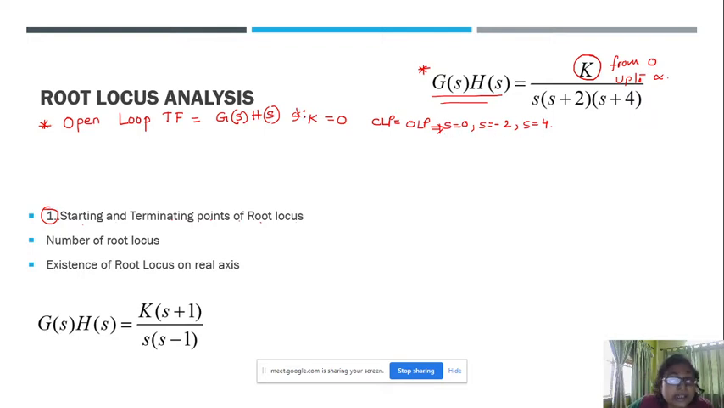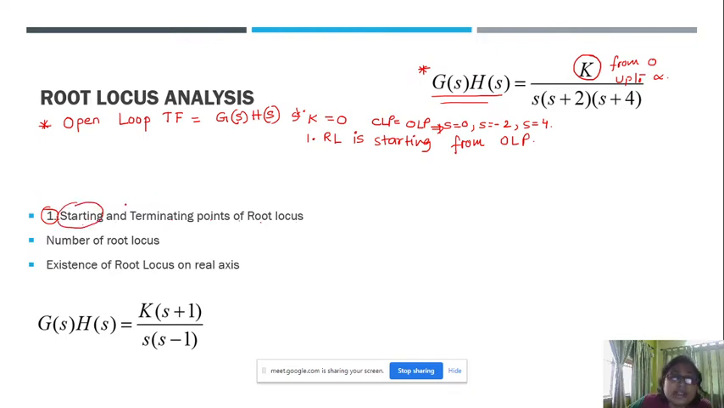So, any confusion? You understand now what I am saying? You are getting it? Yes, ma'am. Okay. So, the first thing is that the root locus is starting from open loop poles. This is the starting point of root locus.